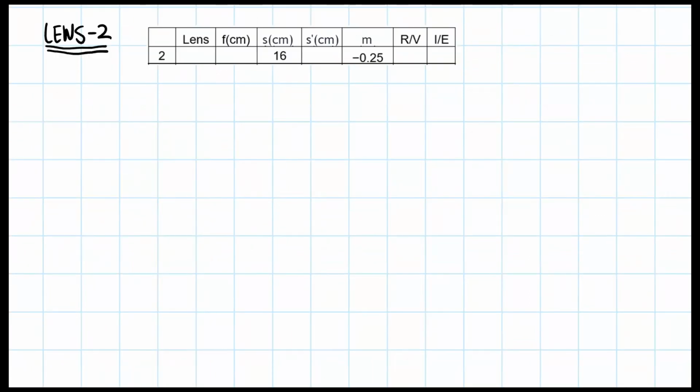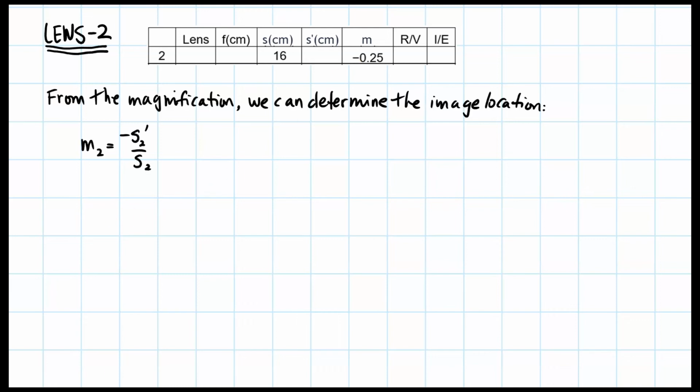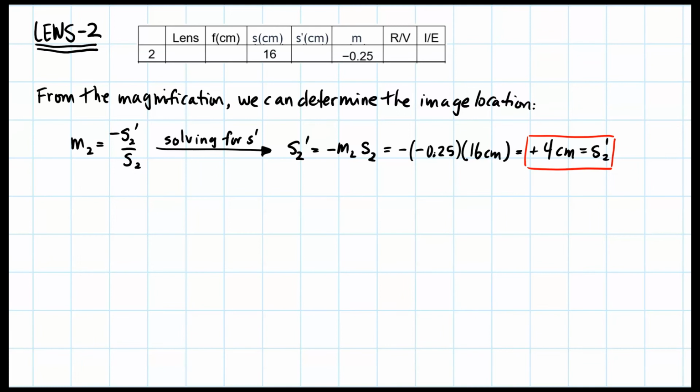Lens 2. We're not given the type of lens, focal length, or image location. However, we do have the magnification. The fact that the magnification is negative, we could immediately determine that the image must be real, because the negative sign implies that it's inverted, and its magnitude, which is 0.25, means that it has to be smaller. Only a converging lens can actually make this happen. The image location is 4 centimeters.